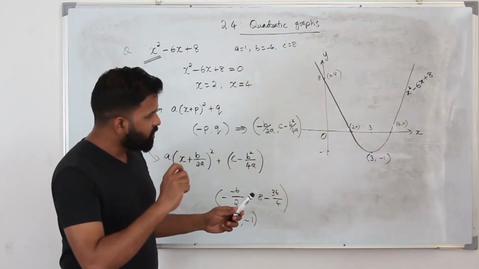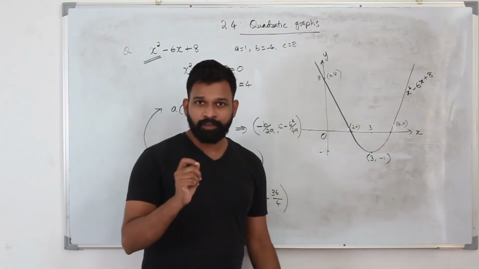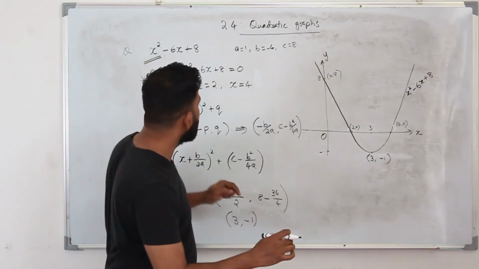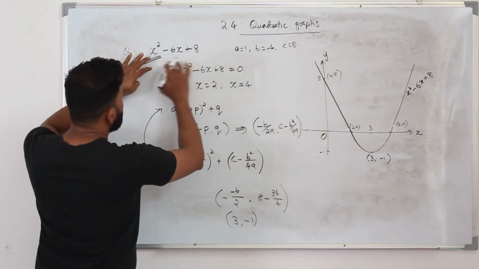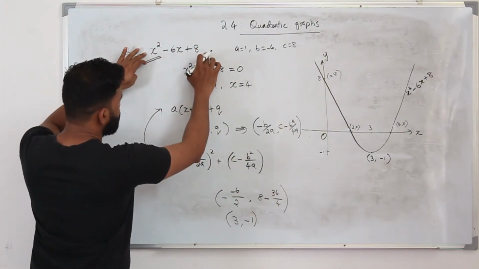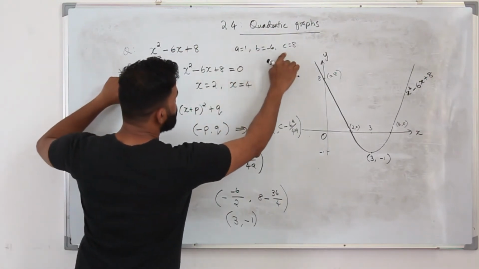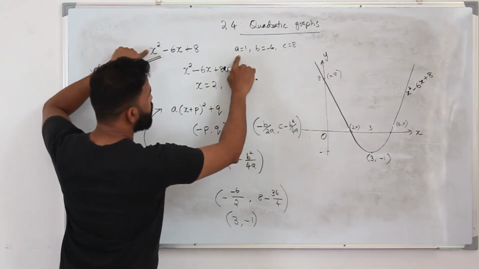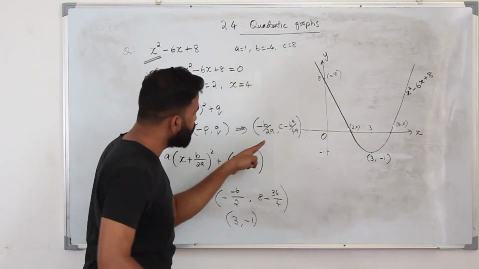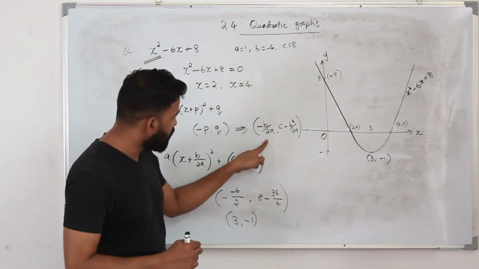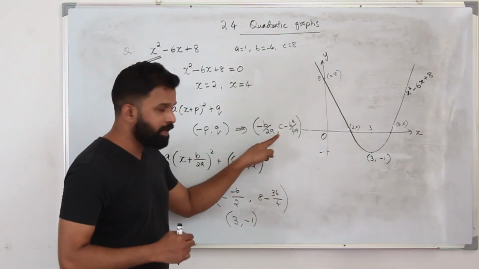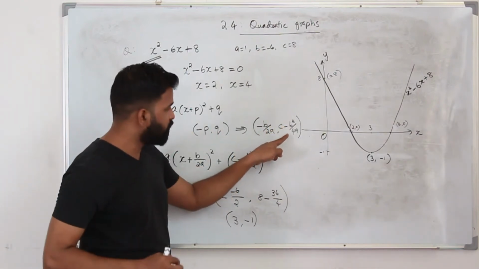And then the next thing, you need to find the turning point. So how do we find the turning point? You take the quadratic function and find a, b, c. A is the coefficient of x squared, then b and c. You can straight away substitute in this formula: minus b upon 2a, comma c minus b squared upon 4a.